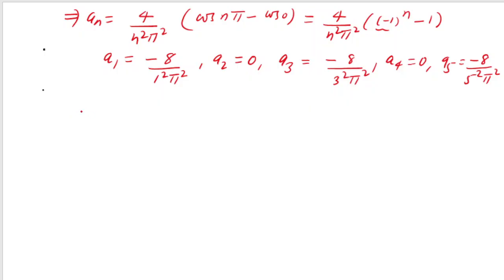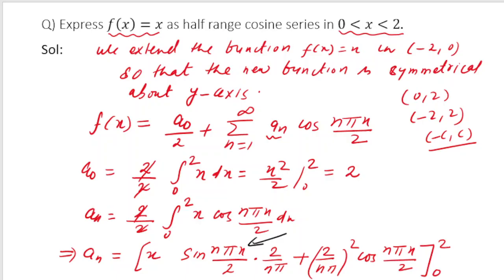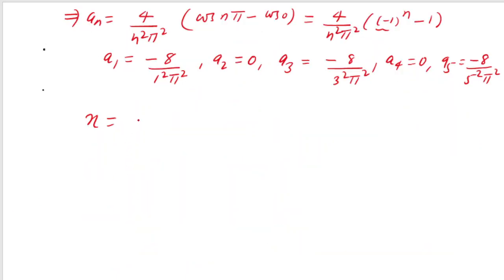So what is the cosine expansion? So x is equal to a naught by 2. What is the a naught? I have got 2. So I will get 2 by 2, so that is equal to 1. And minus, from all these terms, 8 by pi square can be taken common. Or let me write it, otherwise you will get confused. So I am writing a1 cos x. So I will write minus 8 by 1 square pi square cos x.